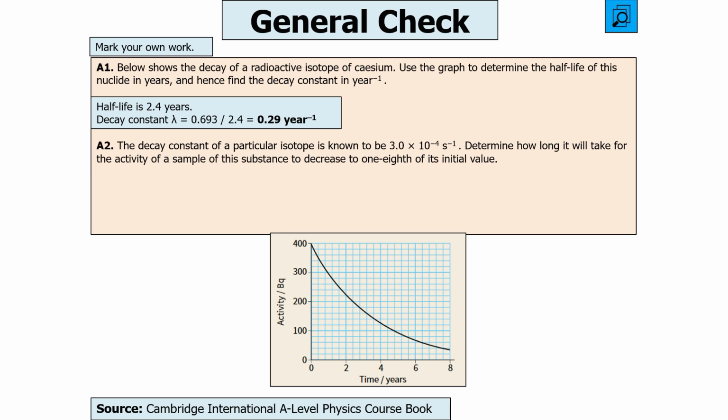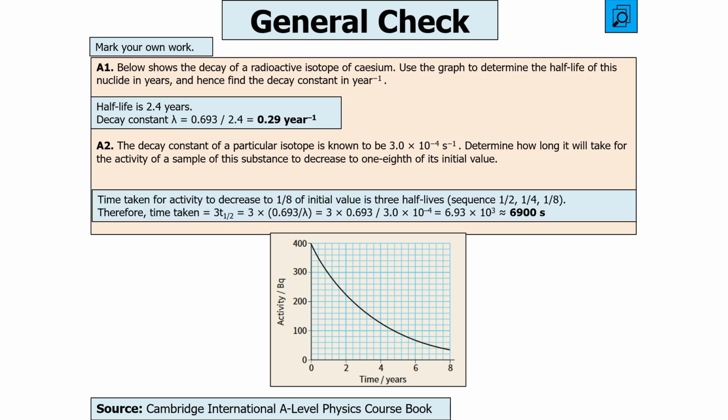Now you can see here how long it will take to go to 1/8 of its value. So 1/8 of its value is 3 half-lives, because one half-life takes it to a half, the second half-life to a quarter, the third half-life to an eighth. So that's a very important idea. So therefore, what is 3 half-lives? Well, it's 3 times the half-life, which we can say is 2.4 years. So we can work it all through. So it's 6.9 times 10 to the 3 seconds.